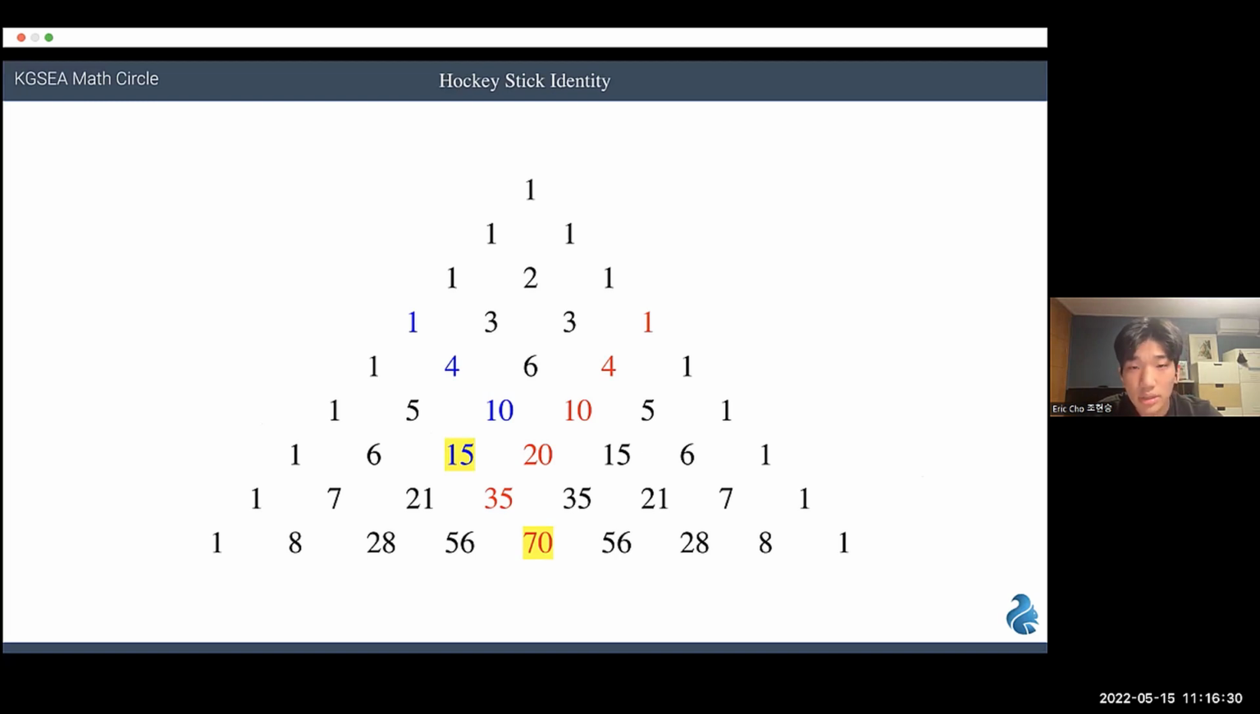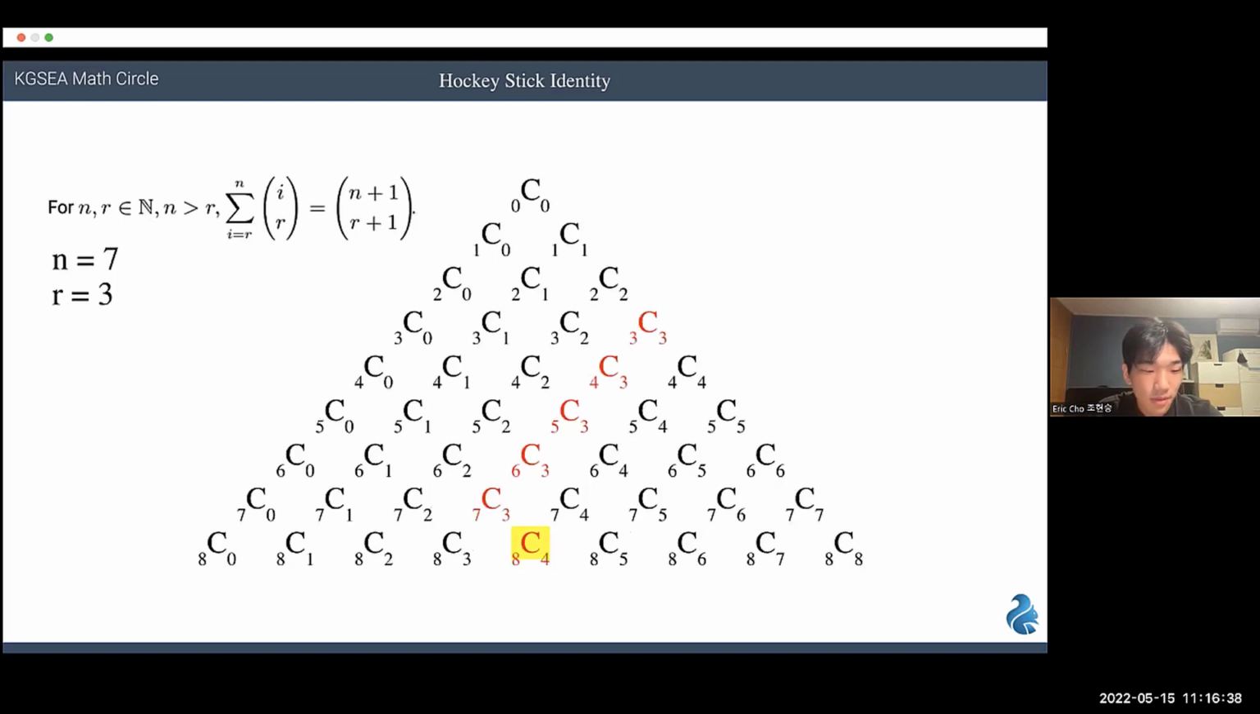It is called the hockey stick identity because, as you can clearly see, it looks like a hockey stick. The equation for this identity is on here. If we look at the red numbers again, for example, this would be the case when n equals 7 and r equals 3.